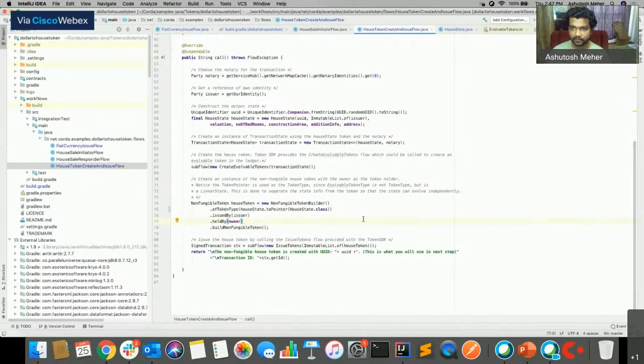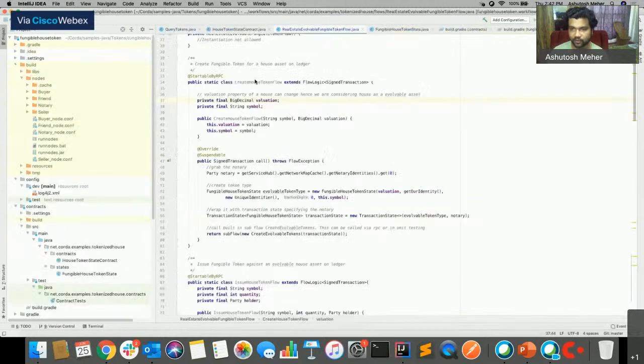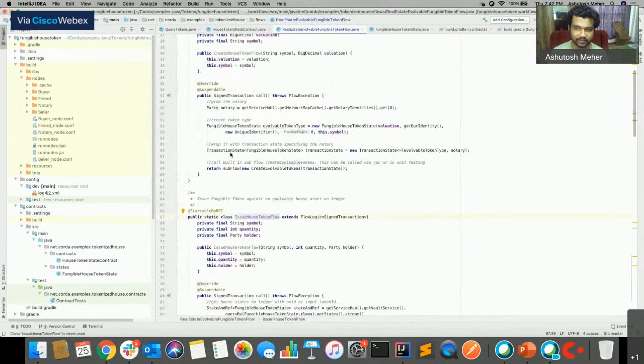All right. So that's pretty much on how you create an issue. Let's move on to move and redeem. I'll show a different example for this one. This is more of a simple one. We just talked about the create one and the issue one. So this is again the similar thing that has been done there.